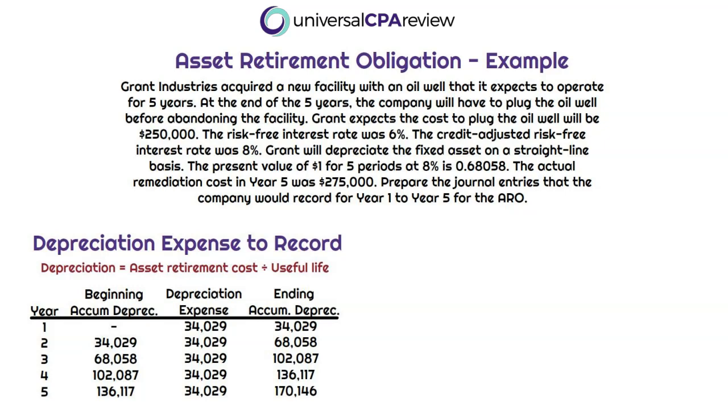years 1, 2, 3, 4, and 5, so that at the end of year 5, you can see that accumulated depreciation is now up to $170,146. And I know what you're thinking, right? That number sounds familiar. Well, that was the initial liability and asset retirement costs related to this fixed asset, right? So at the end of year 5, we now know that we have fully depreciated the asset retirement cost, right? So that's sort of your check to make sure that you did the calculations correctly.